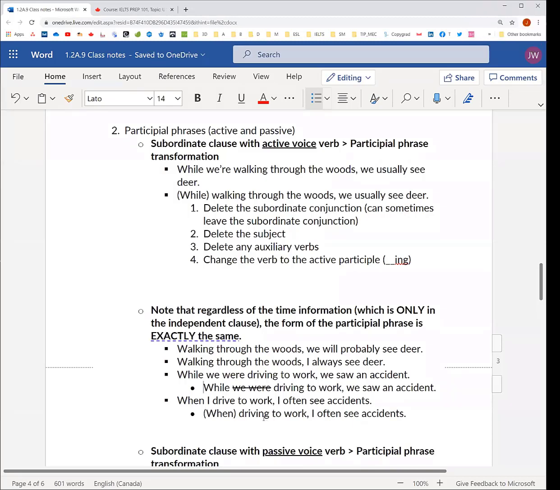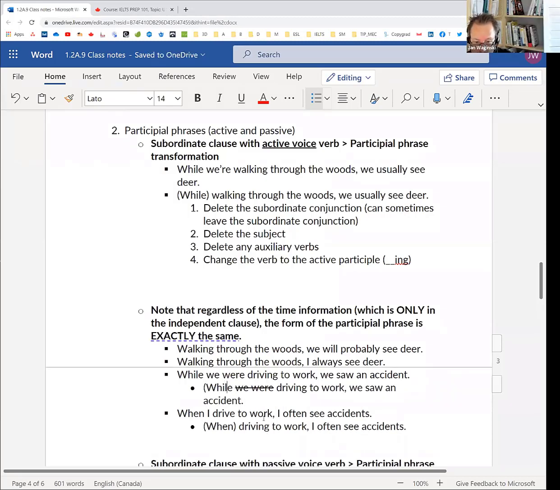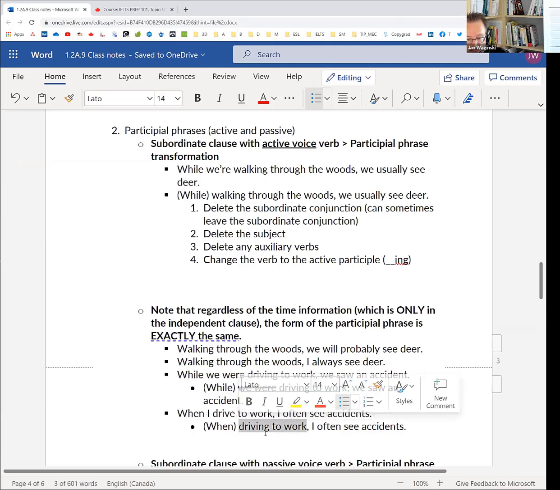Yes. So in both of these, you can leave the subordinating conjunction or you can take it out. But notice driving to work. It doesn't change. The time information is in the independent clause. So in this case, it's past tense. In this case, it's present simple. It makes no difference to the participial phrase in this part. So the grammar is really easy.